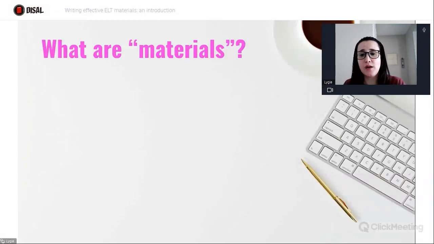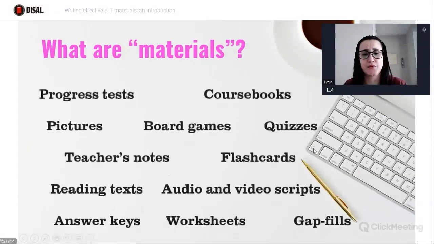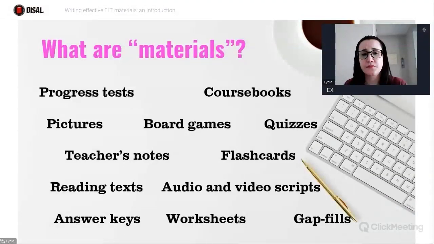Authentic or not? We'll talk about authenticity throughout the webinar, Thais. Ana de Preto is saying essays. All right. Well, let me show you some examples of materials here on the slide. And as you can see, materials range from progress tests to worksheets to answer keys, reading texts, flashcards, everything that we produce and that is used in the classroom or that is used by teachers outside the classroom.